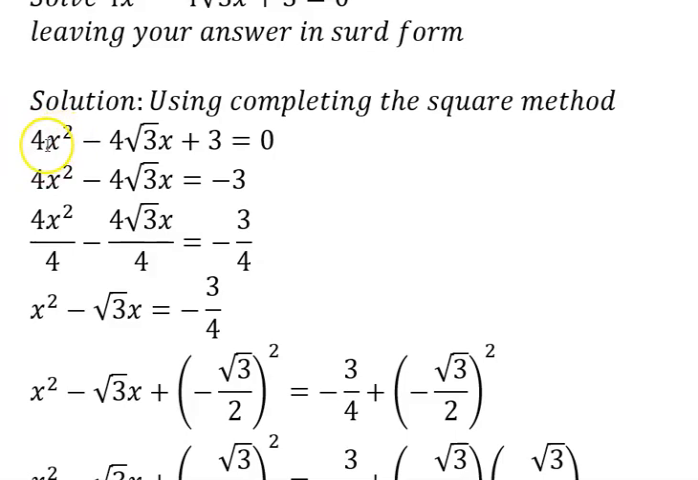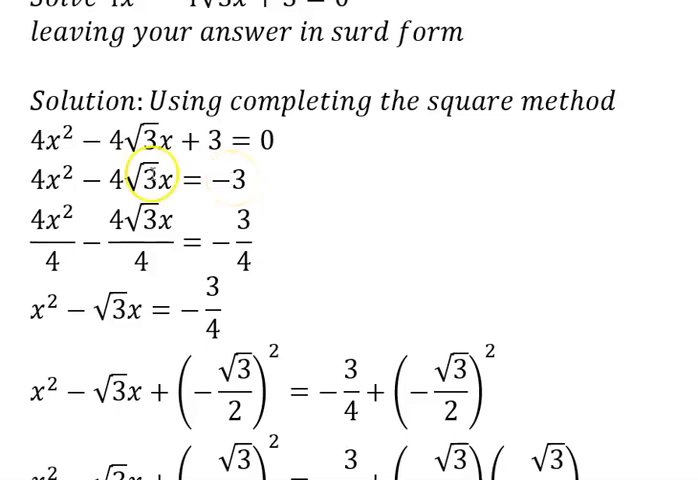Now, the question is 4x squared minus 4 root 3x plus 3 equals 0. For the completing the square method, this is the first thing you are going to do. What you have at this extreme end, you ensure you bring it out. So we have plus 3 here. The moment it crosses the equality sign, it changes to minus 3. That's the first step.